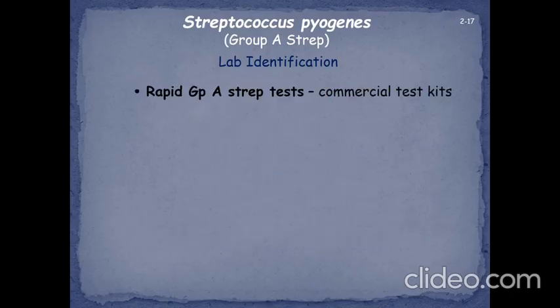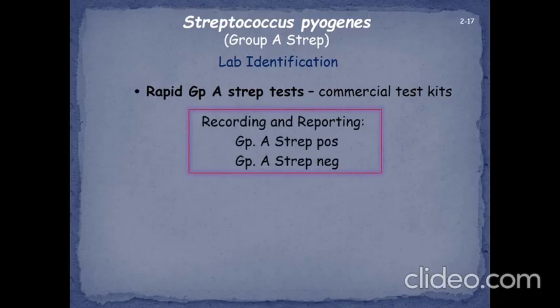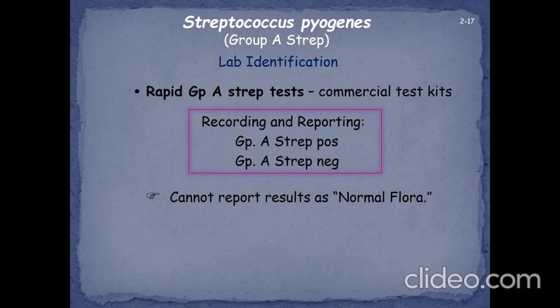When it comes to reporting out the results, we're going to report them out either as positive or negative. Group A strep pos or group A strep neg. We're not going to do anything like normal flora. We're not going to make any comment about that. We're testing to see if the strep is in there. So simple enough, group A strep pos or group A strep neg, this is what would be reported to the physician.